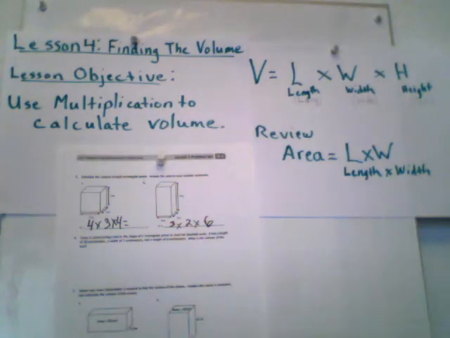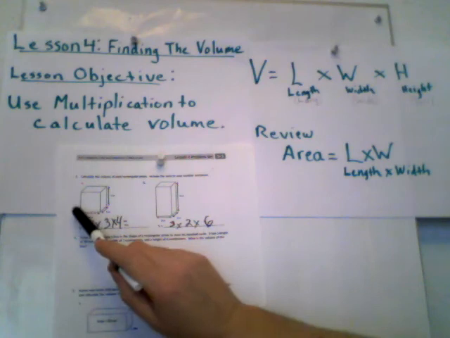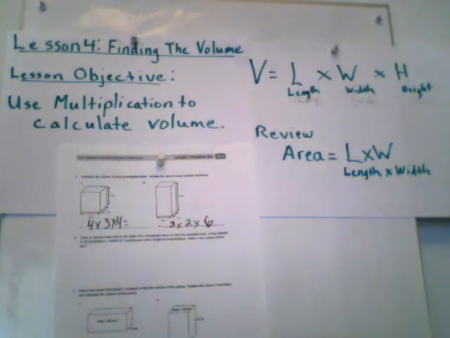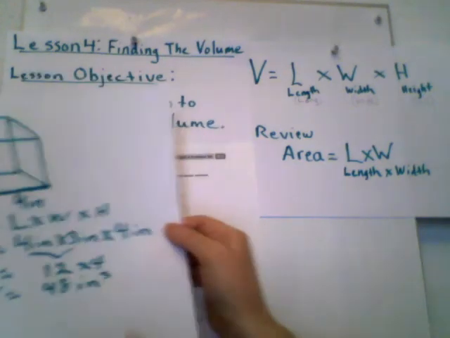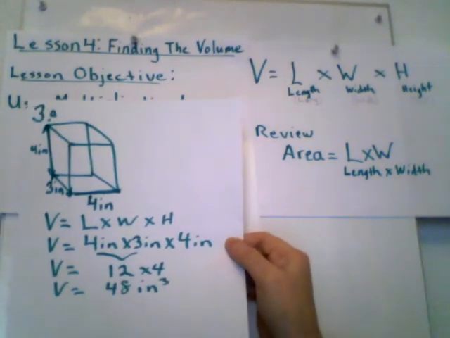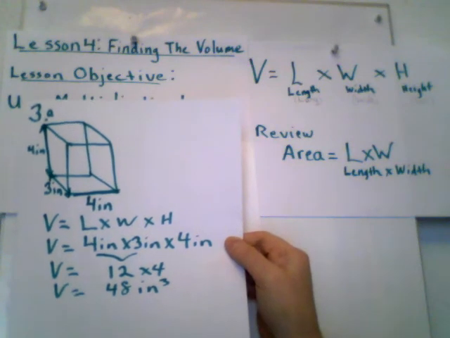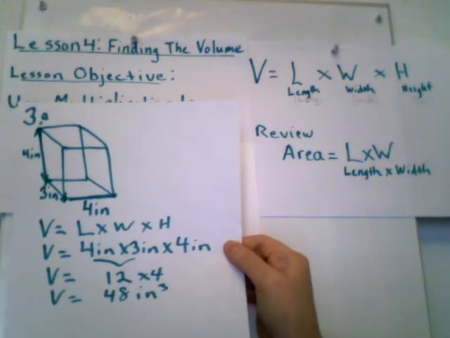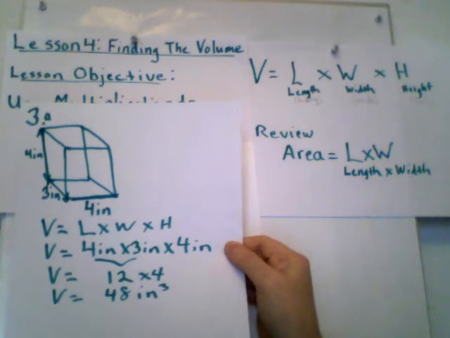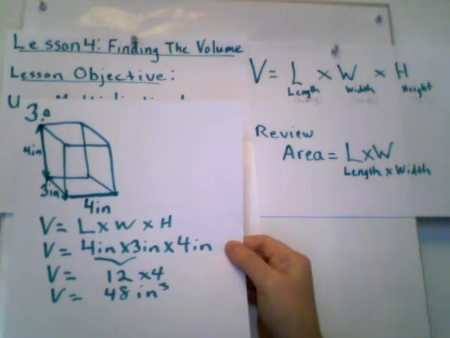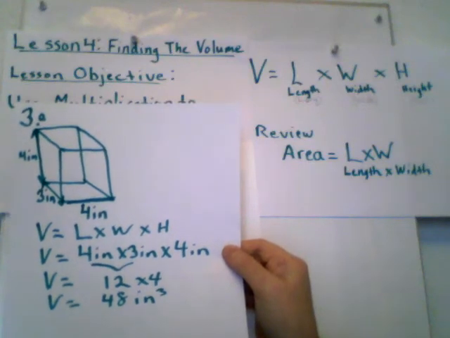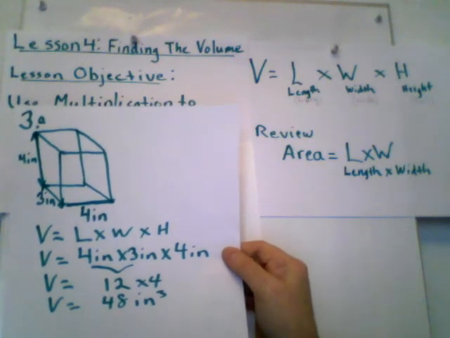It says calculate the volume of each rectangular prism and include the units in your number sentence. So the first rectangular prism has a length of 4, it has a width of 3, and a height of 4. So when I plug those numbers into my formula, I have length 4 times 3 times 4. I decided to multiply the 4 times 3 first. 4 times 3 is 12. 12 times 4 is 48. And don't forget your unit is inches cubed, because there's 3 sides.